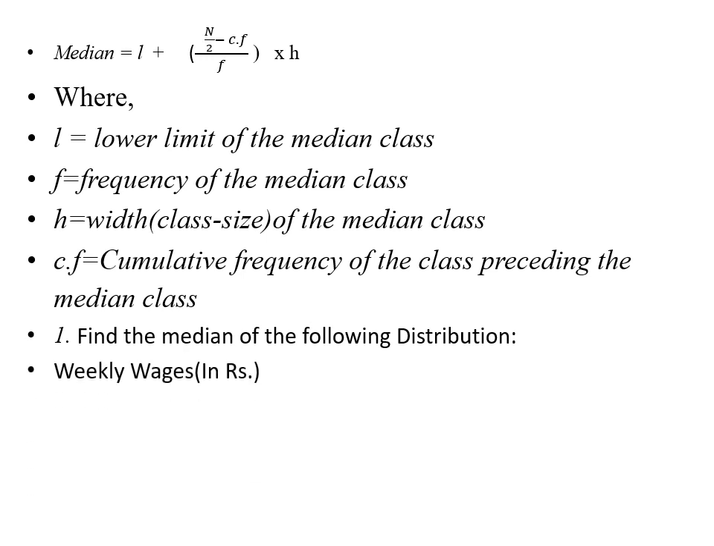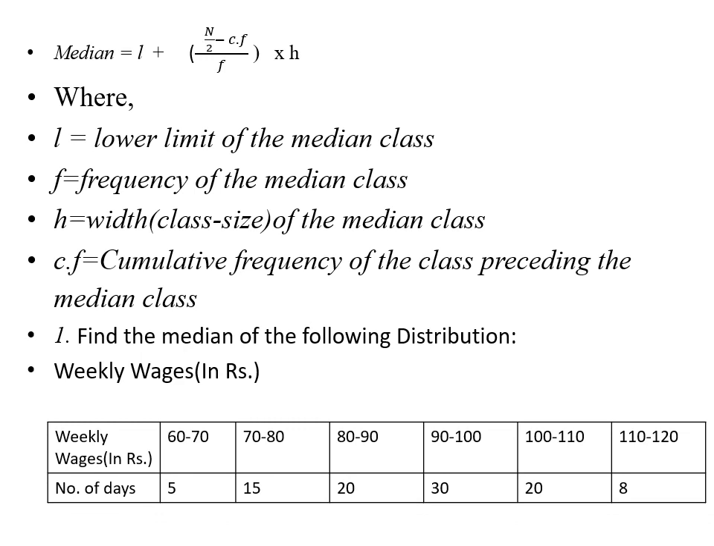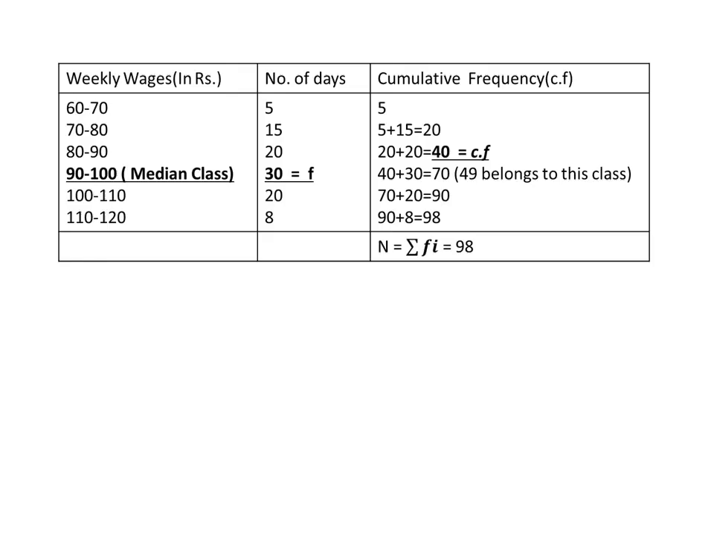Here is the first example. Find the median for the following distribution. Weekly wages in rupees is given, 60 to 120, and the classes are divided into different groups. Now here we calculate the median. Arrange the frequency distribution table in the vertical way.